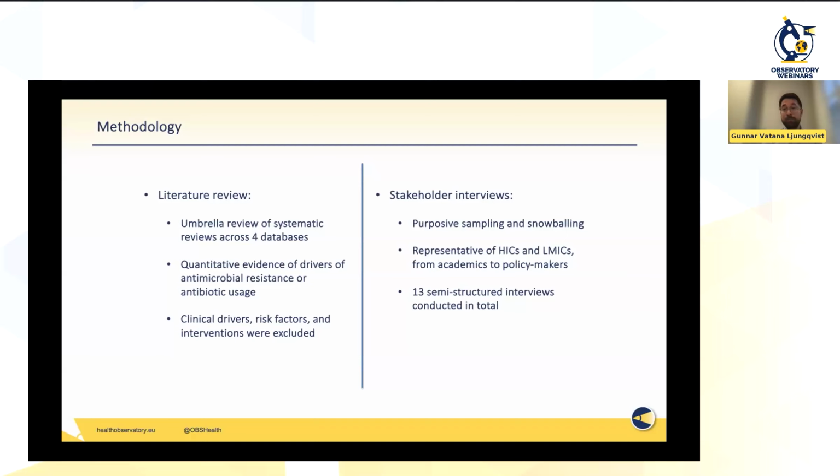On the one hand, we performed a literature review. We did an umbrella review of systematic reviews, which meant that we looked at research articles that had in and of themselves addressed a larger pool of data, and we did this in order to try to capture as wide a data pool as possible. We chose to focus on quantitative evidence of drivers.